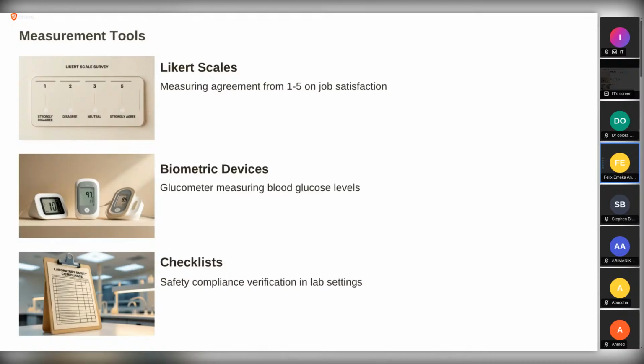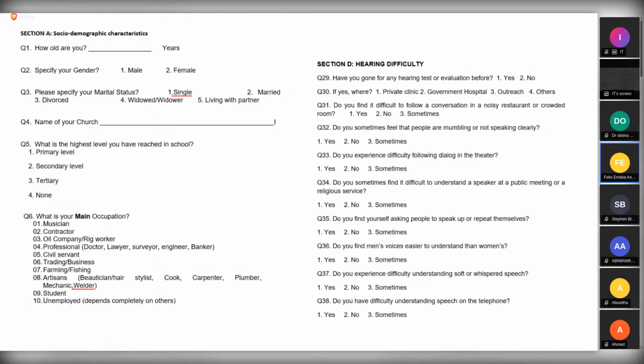All right. Why the Likert scale? Sometimes it depends on what you want to measure. If you want to measure job satisfaction, you can ask them if they agree with a question, they disagree, or the rest of them. So we would see the tools now. I have an example of some tools. So this is an example of a questionnaire tool.